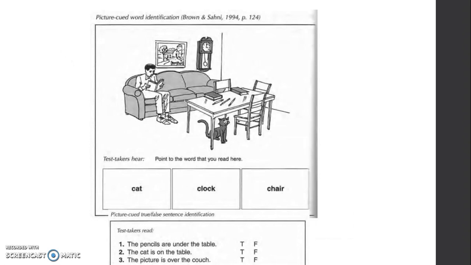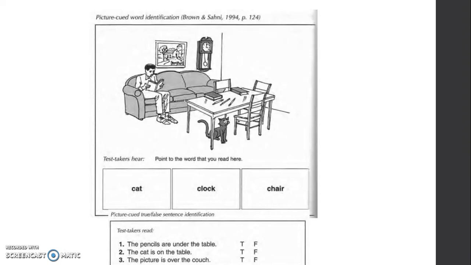Here's some other examples of perceptive reading. The test takers here point to the word that you read here. So they read cat and they point to the cat. They read clock and they point to the clock. They read chair and they point to the chair. Clearly this would be more of a one-on-one type of assessment. This is really helpful in preschool. If any of you end up working in preschool, this is a very typical preschool type of evaluation.